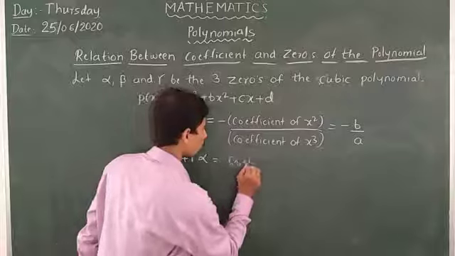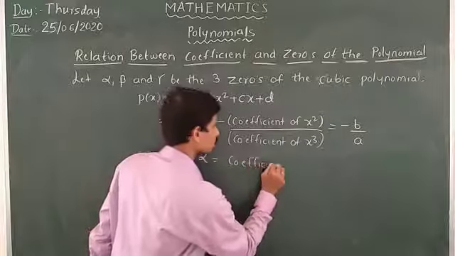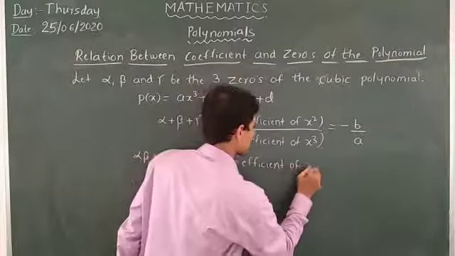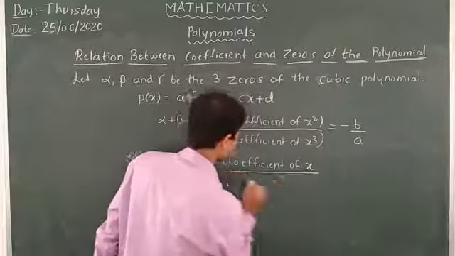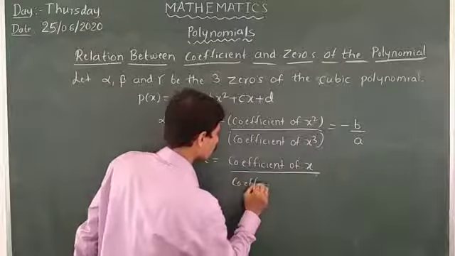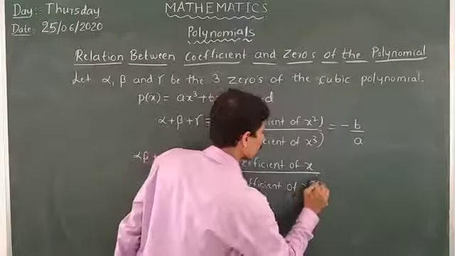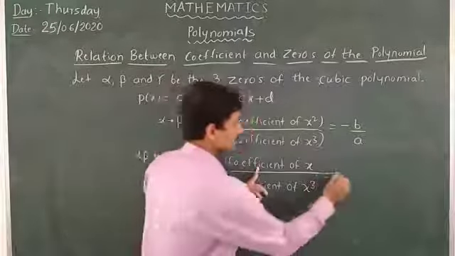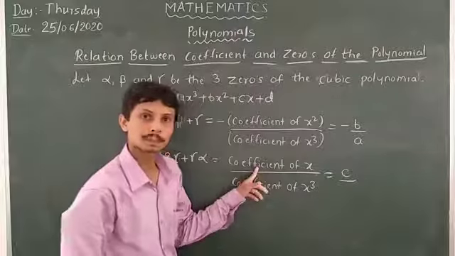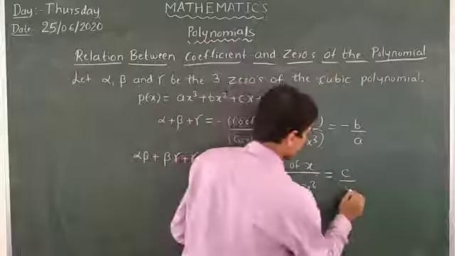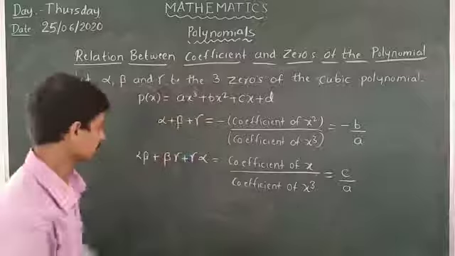It is the coefficient of x divided by the coefficient of x cube. What is the coefficient of x? c. And what is the coefficient of x cube? It is a. So it is equal to c by a.